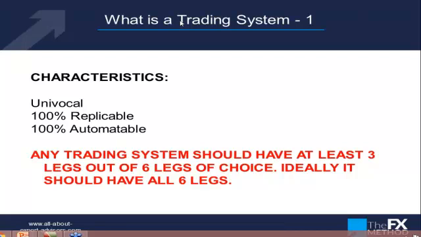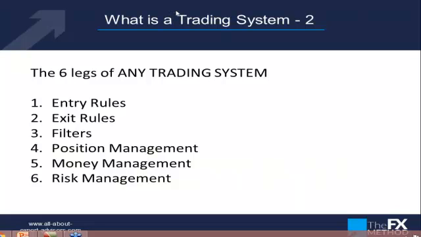Okay, so a trading system should have at least 3 out of the 6 legs I'm going to explain now. It should be univocal. It means that there is no interpretation about the rules. They are very clear rules, and everybody is doing the same entries and exits. Hence, it is 100% replicable. It should also be automatable. That means we can make a robot out of it. Otherwise, it's not a trading system. So what are the 6 legs of any trading system? Entry rules, exit rules, filters, position management, money management, and risk management. Some people say that risk management is part of money management, but for me it's so important.